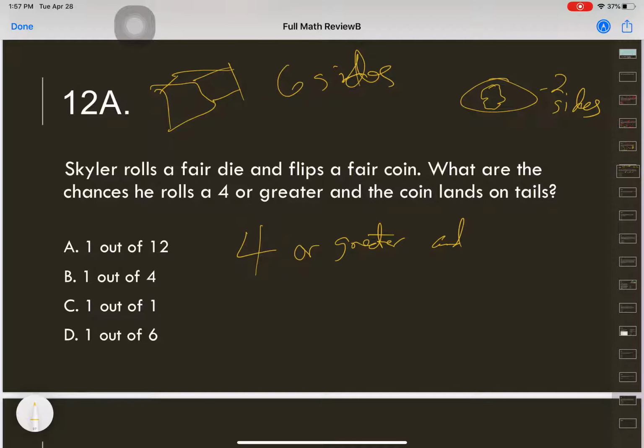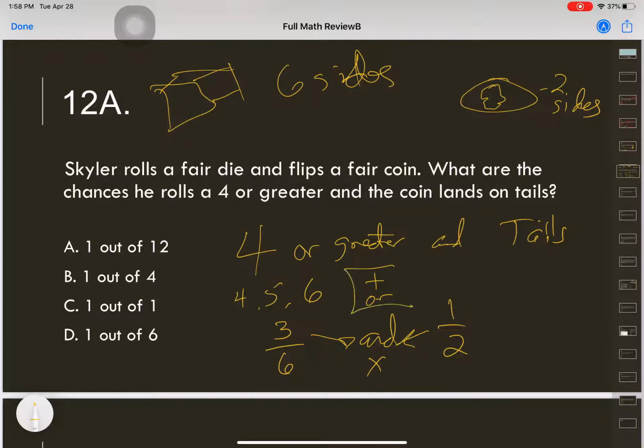and lands on tails? So that means it's either going to be a 4, a 5, or a 6, because those are what's on a die. So that's 3 out of the 6, and flips the tails, which is 1 out of 2. So you're going to have to multiply these guys, because you're combining them both together as probabilities. So you're going to have to multiply. It's not this one or that one. That would be an add. An or would be an add. An and would mean to multiply.